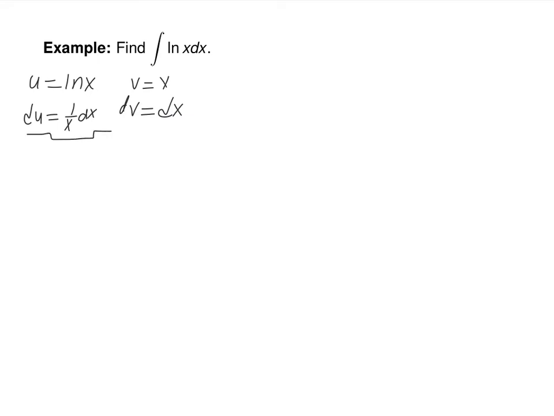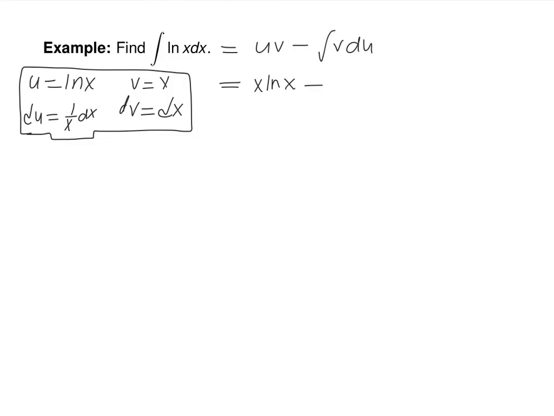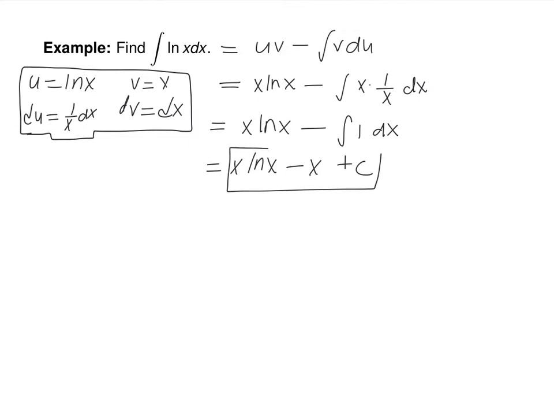And maybe you're skeptical that this is going to work, but it'll be very similar to the last example. So remember that the formula is uv minus the integral of v du. So x ln of x minus the integral of x times 1 over x dx. And huzzah, x times 1 over x is 1. So we have x ln of x minus the integral of 1. And whoa, you can do that. You can do lots of other things too, but at least that. x ln of x minus x plus c.